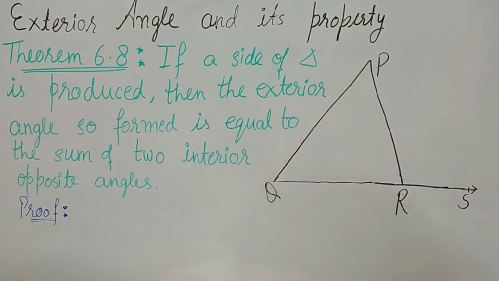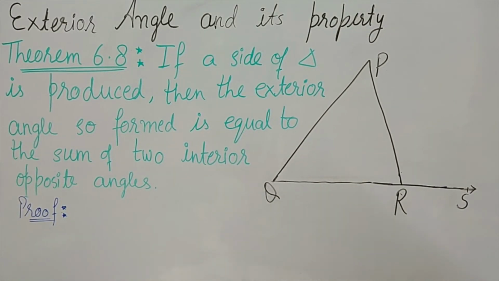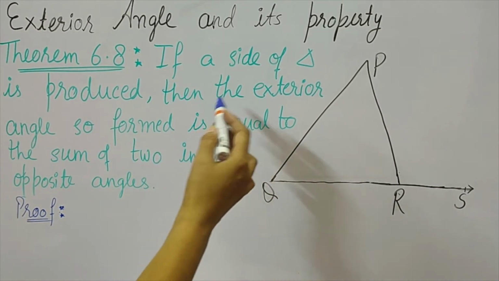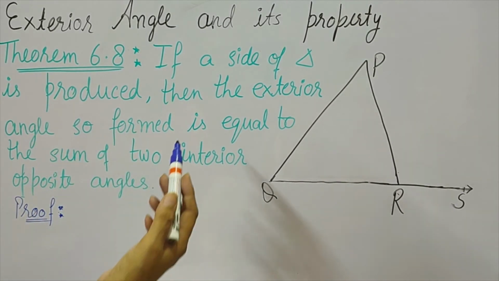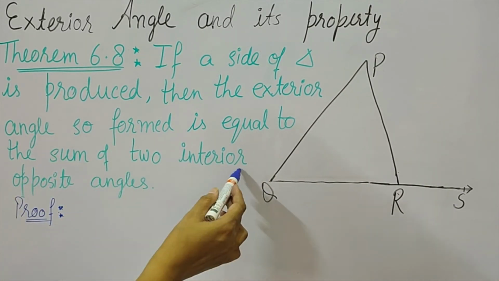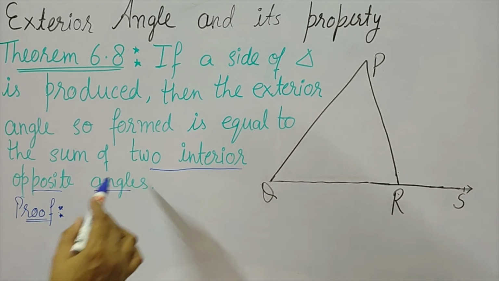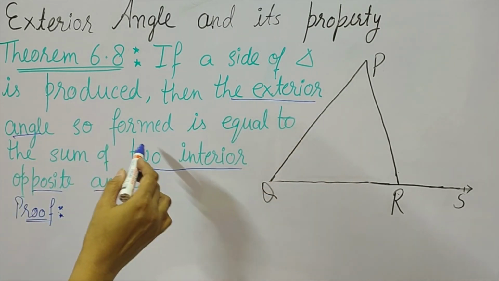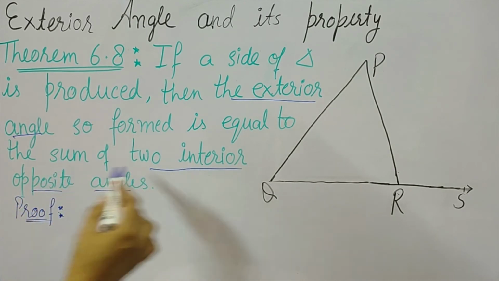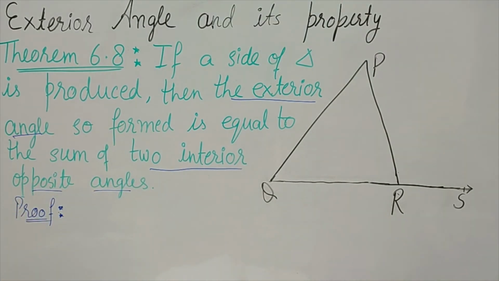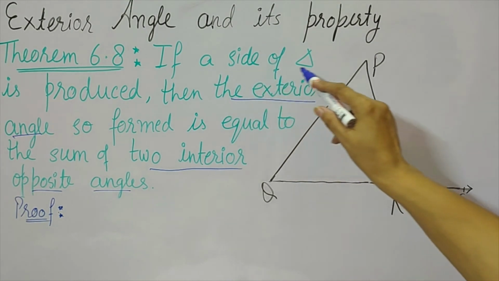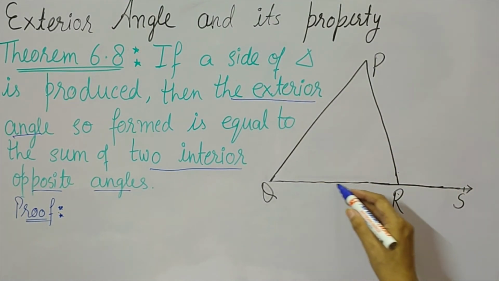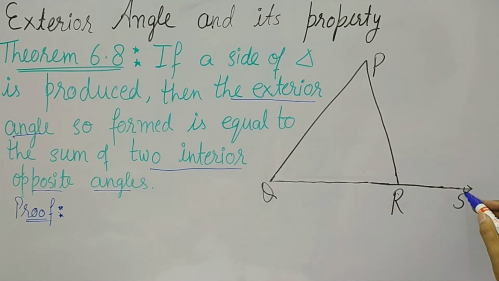It's theorem 6.8. If a side of a triangle is produced to form the exterior angle, then the exterior angle so formed is equal to the sum of two interior opposite angles. Let us see what it means. So let us see the diagram. If a side of the triangle, let us take QR, is produced, let us produce it up to point S.